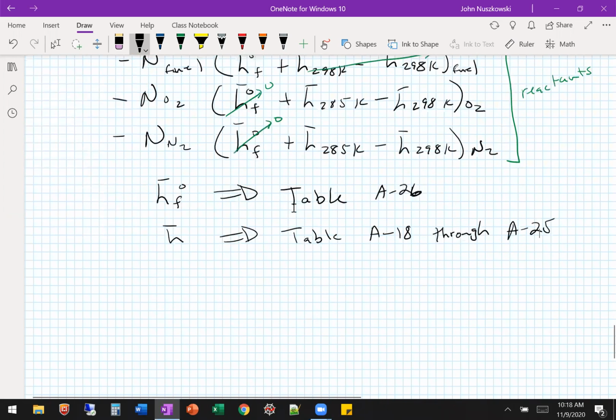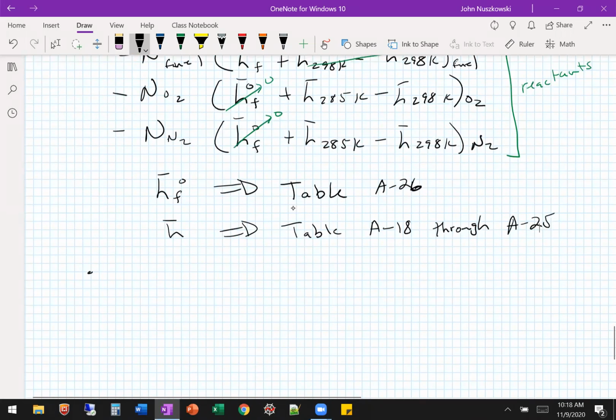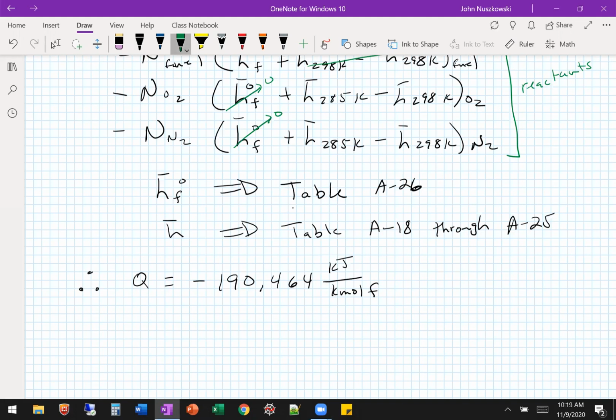And if we put all those values in and calculate, we get negative 190,464 kilojoules per kilomole of fuel. Okay, it's negative because it's heat out, right? They wanted a rate. I'm kind of going fast. I'm way beyond time here, right?